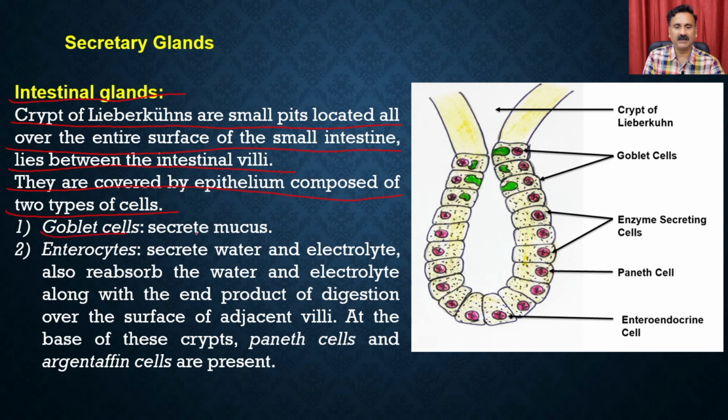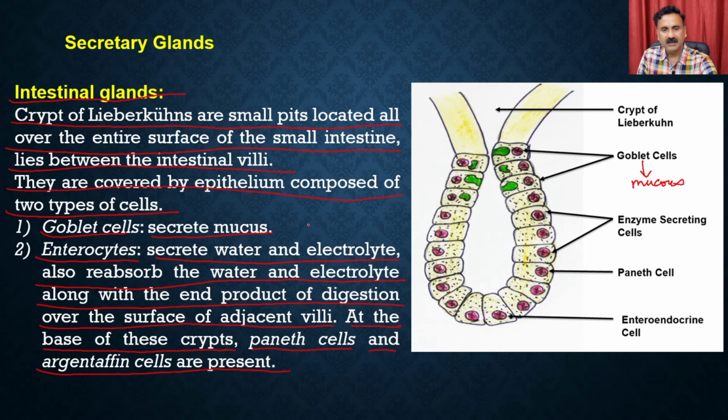They have the goblet cells which are going to secrete the mucus, and then they also have the enterocytes. Enterocytes secrete water and electrolytes and also reabsorb the water and electrolytes along with the end products of digestion over the surface of the adjacent villi. At the base of these crypts, the Paneth cells and the argentaffin cells are also present and they contribute to the secretion of different types of enzymes.